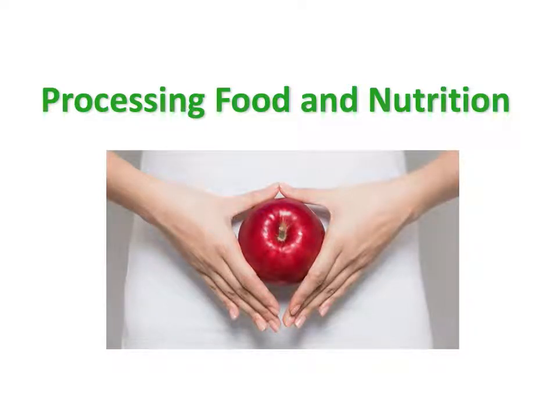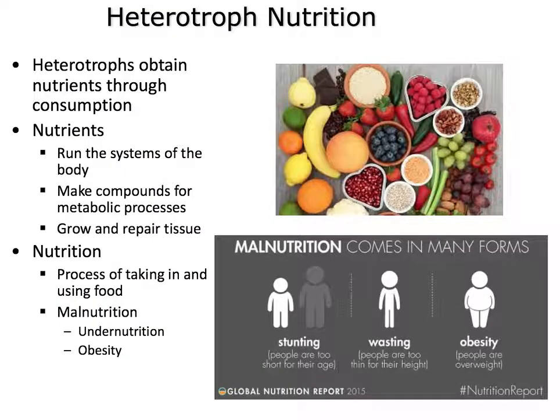Hi, so we've been taking a look at energy in ecosystems, and going along those lines, we're going to talk about energy in terms of processing food and nutrition. As you are aware, heterotrophs need to eat. They need to consume other organisms to get nutrients. Nutrients help to run the systems of the body, they make compounds for metabolic processes, and they help to grow and repair tissue. Nutrition is the process of taking in and using food.